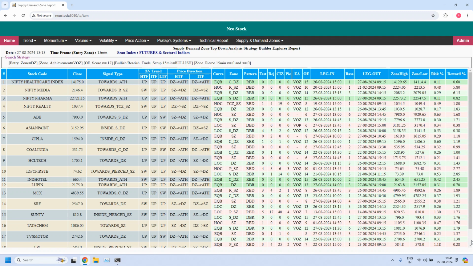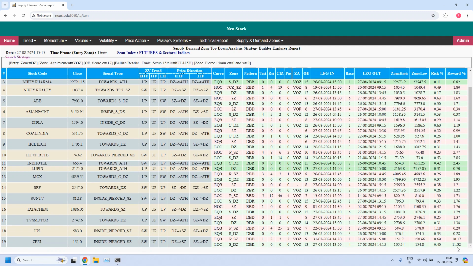Let me scroll the list down. So total 19 stocks are filtered. So these 19 stocks are currently supporting bullish trade setup for daily income trade. Now let's verify how many of these 19 stocks are having confluence with ITF time frame. ITF is 75 minutes time frame.